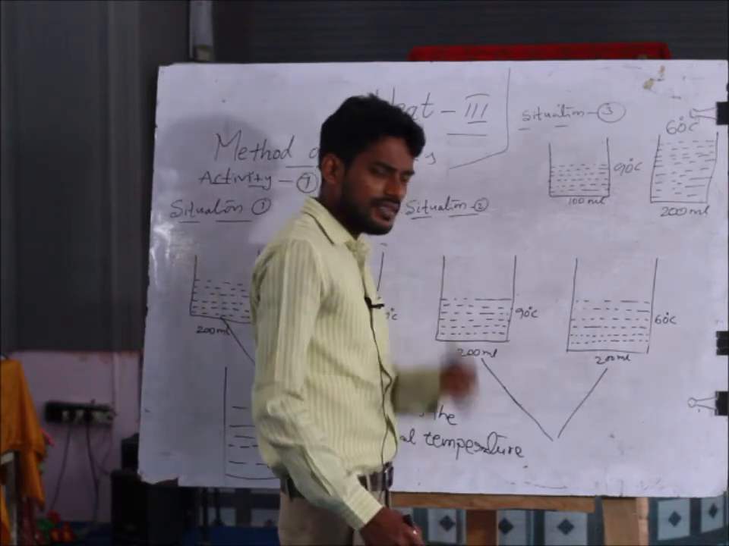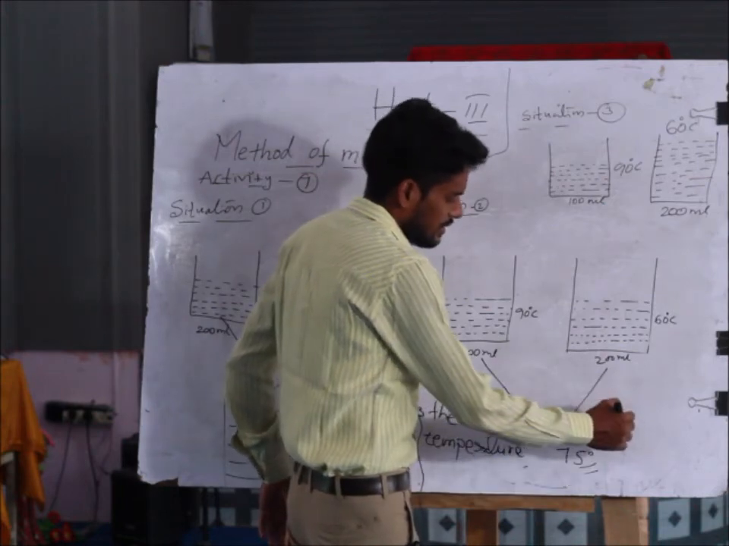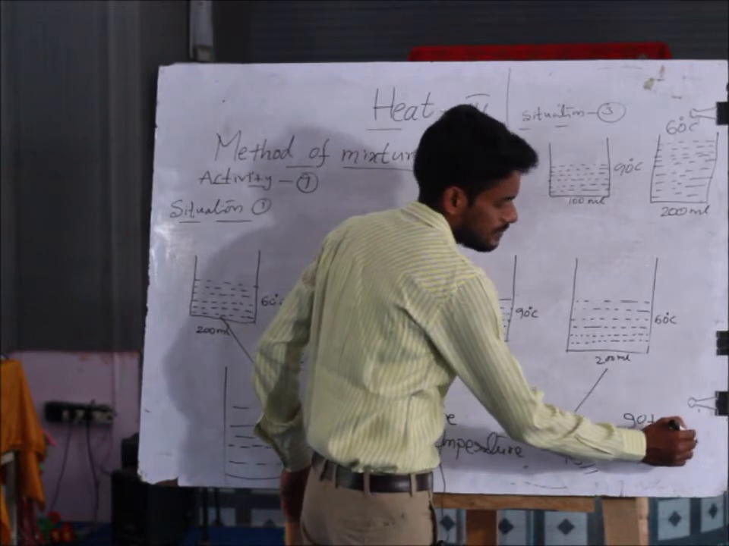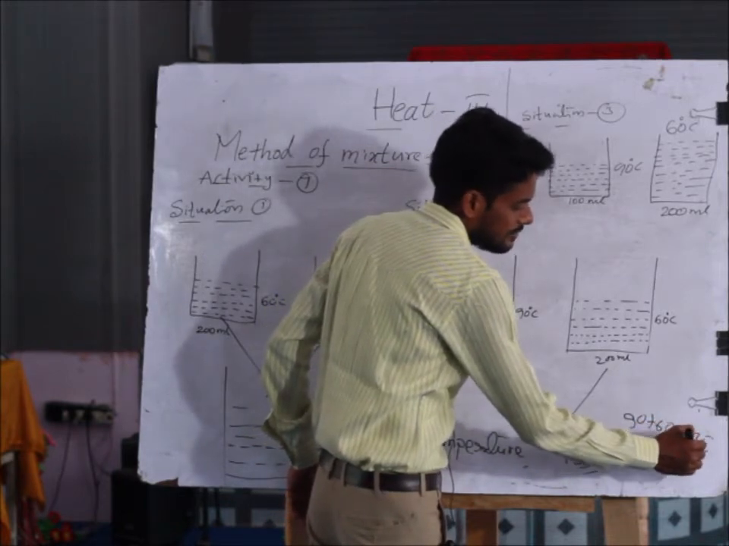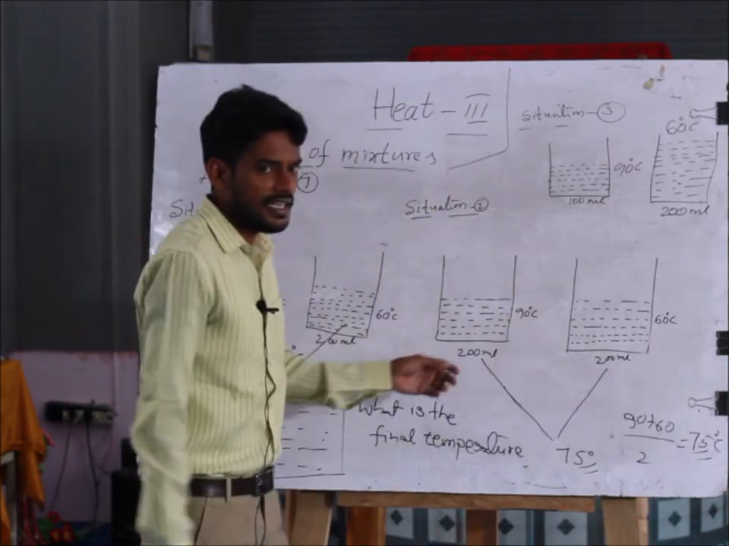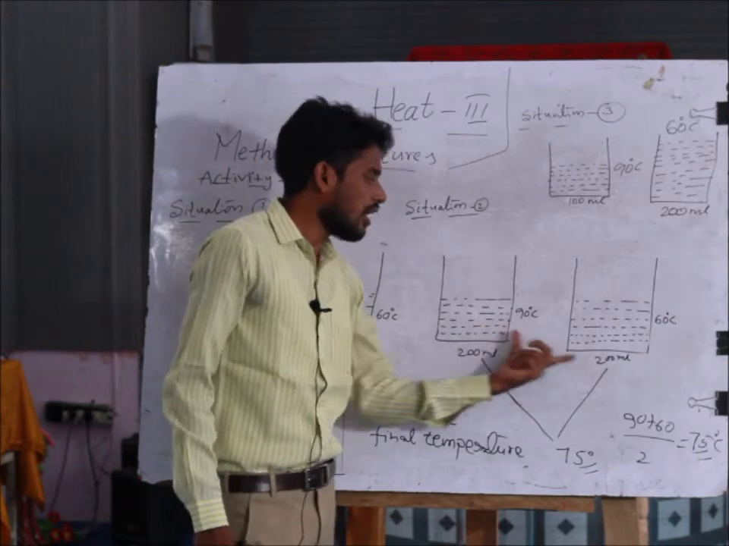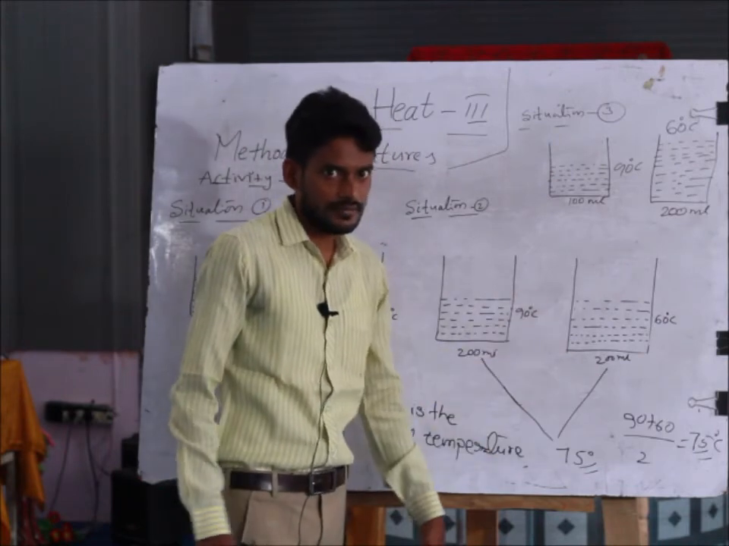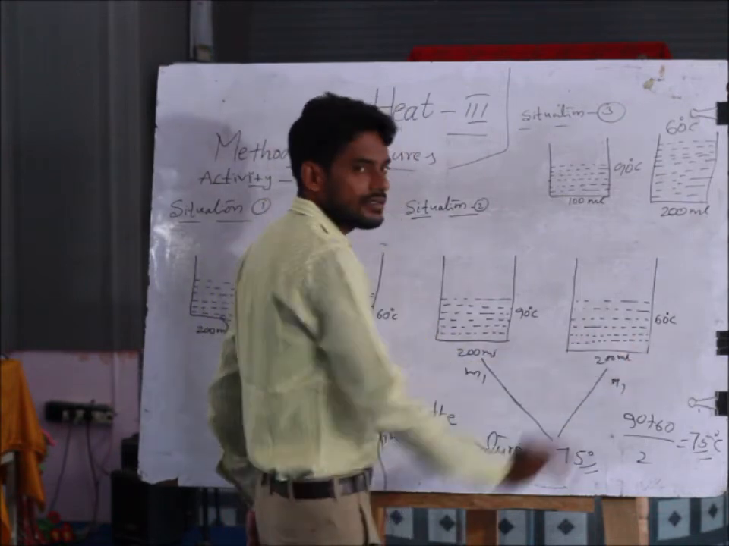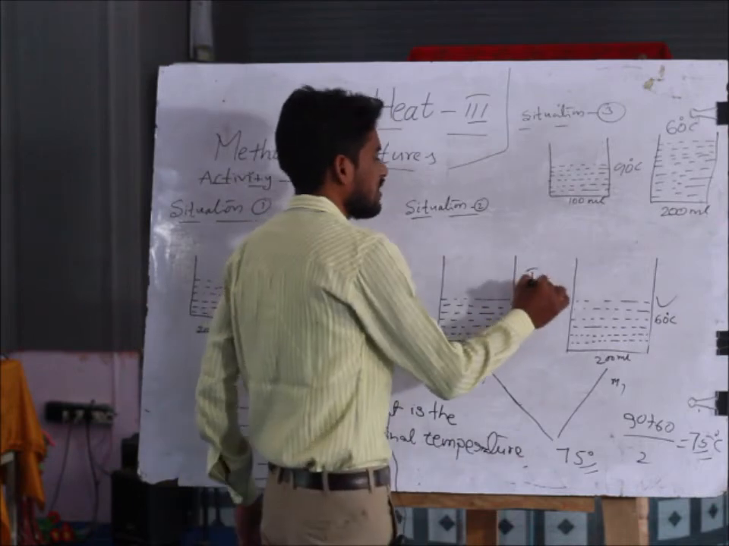Obviously, 75 degrees. Simply take 90 plus 60 by 2, that means 75. Here you might have observed the volume is the same but temperatures are different. That means masses are the same, m, but temperatures are different, that is T1 and T2.